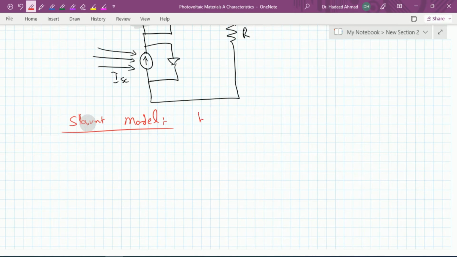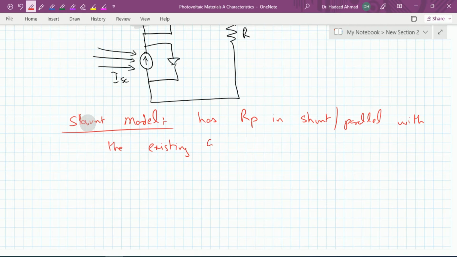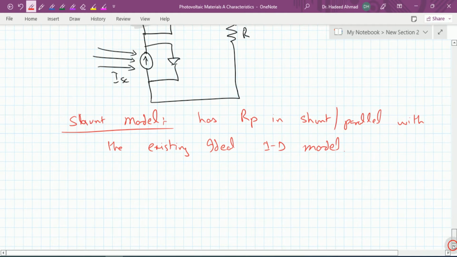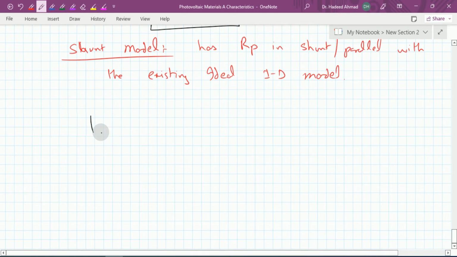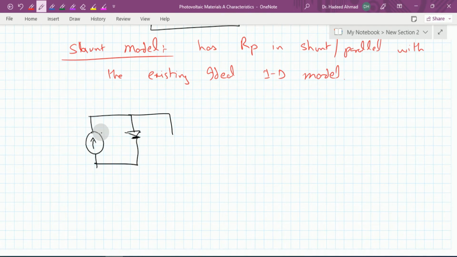Now the shunt model has a resistance Rp in shunt, or in parallel, with the existing ideal 1D model, right? So with this thing in place, the new circuit, which is known as the shunt circuit, has a diode here, and here we have the resistance. Let us call this one Rp. This is ID, and this is the ISC, right?